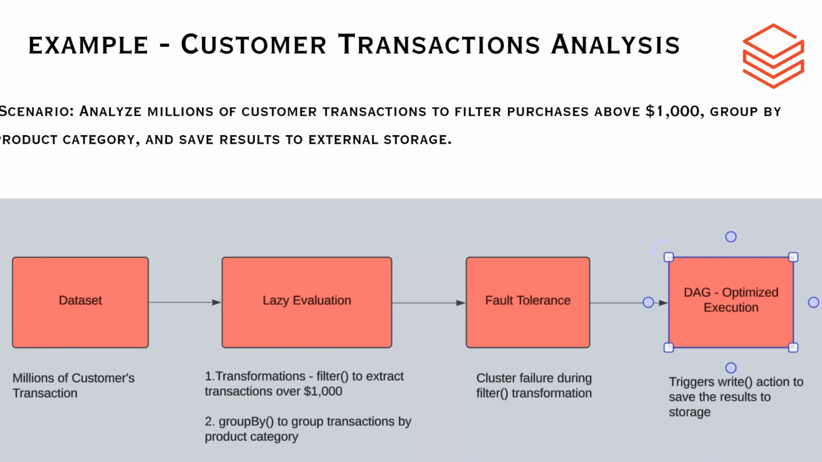Then the next concept is optimized execution by the DAG. When you trigger the write action to save the result into storage, Spark evaluates the DAG. It processes the narrow transformation like filter in one stage and then executes the wide transformation, which is groupBy, in another stage, efficiently minimizing the data movement across partitions. Spark schedules the tasks to maximize cluster resource usage, and it minimizes costly operations like data shuffling, ensuring faster execution.